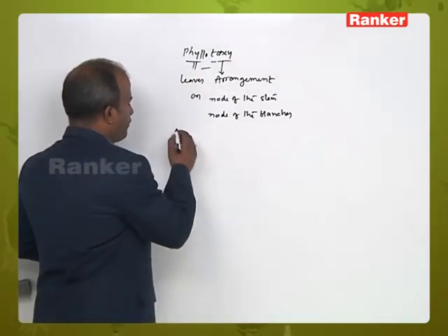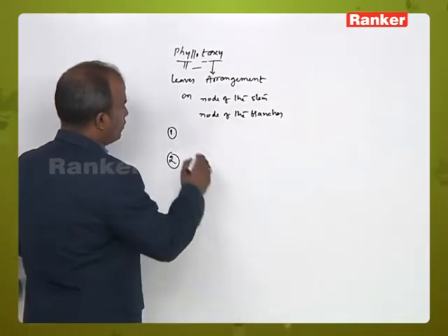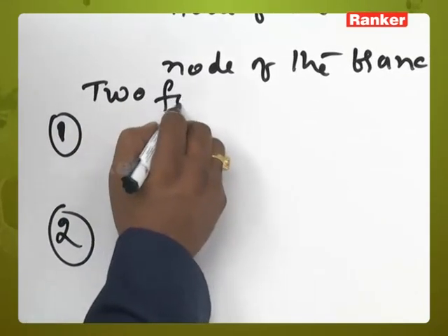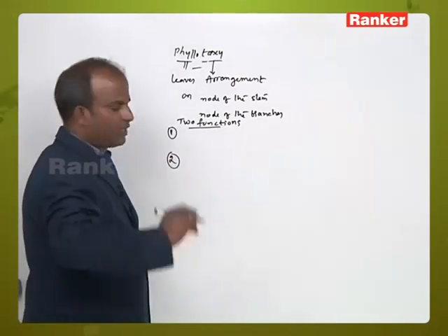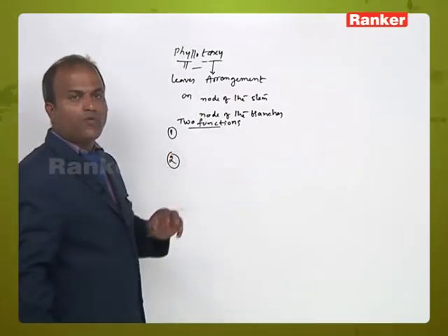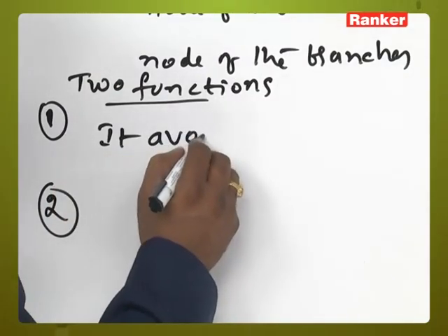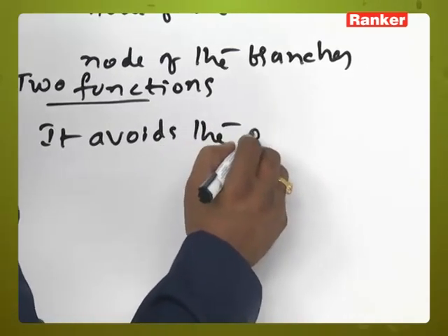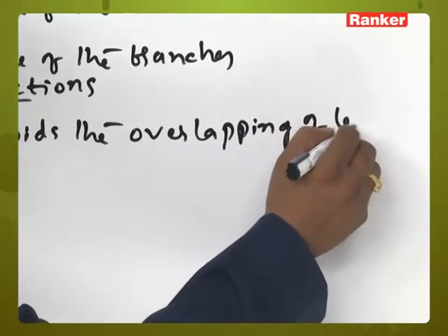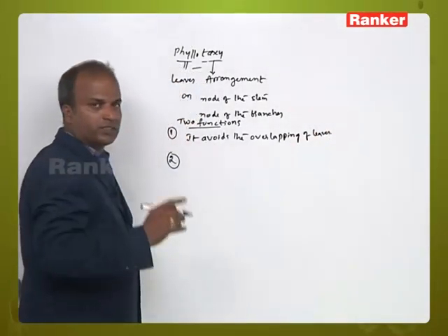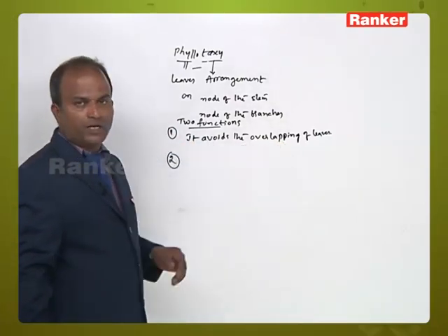Now tell me how many functions it performs. It performs two functions. The first function is that it avoids the overlapping of leaves.